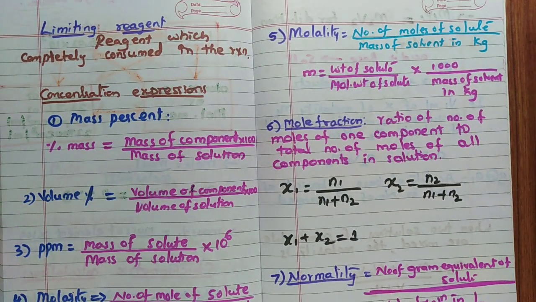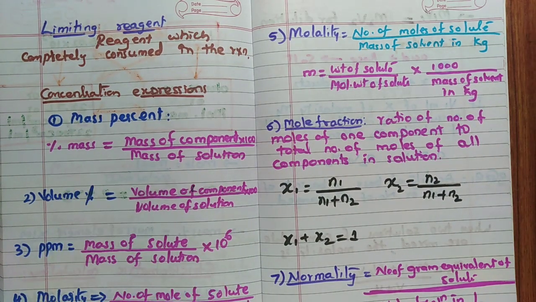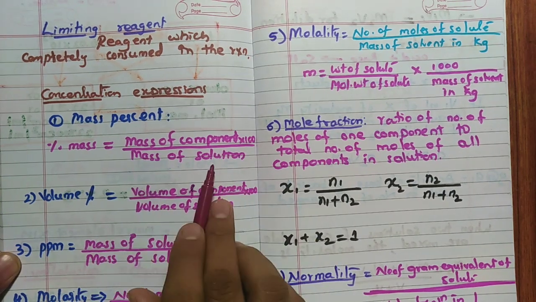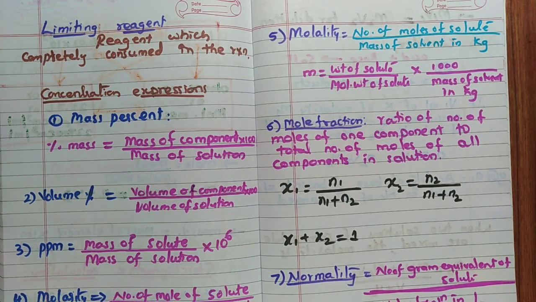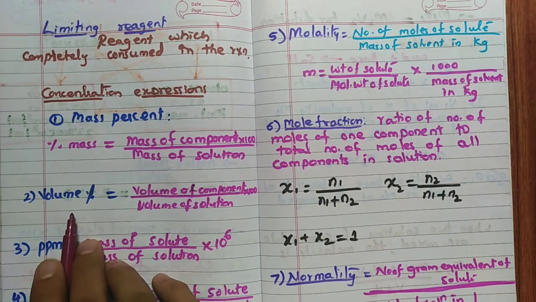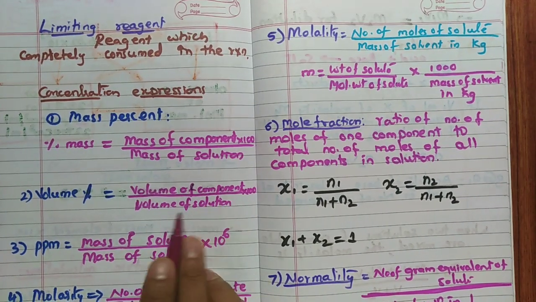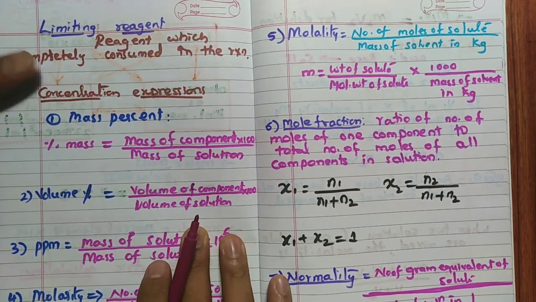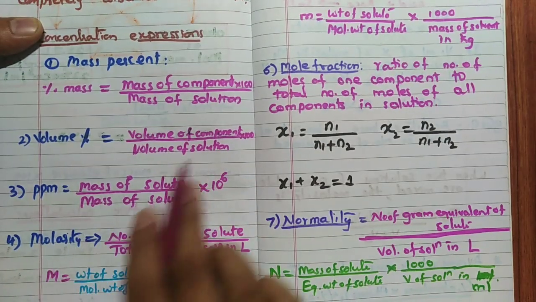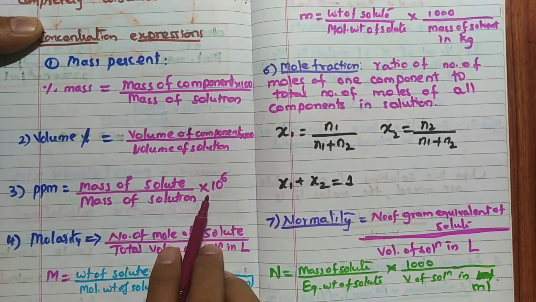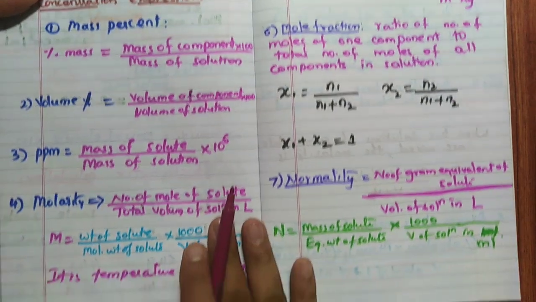Remember that. For example, mass percent of carbon dioxide present in water: carbon dioxide mass 44 into 100 divided by carbon dioxide plus water. You can take the masses, they will give that. Like that. Volume percentage: volume of the component into 100 divided by volume of the solution, remember. ppm is nothing but mass of solute by mass of solution into 10 to the power 6. 10 to the power 6 is million, parts per million.